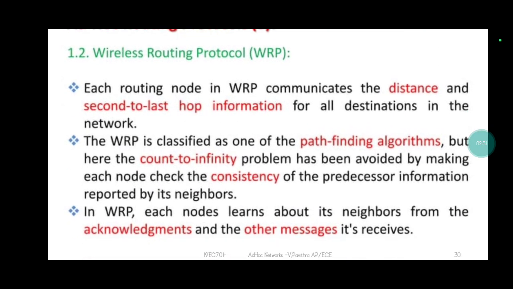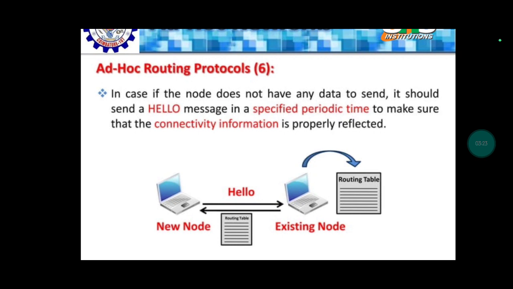Each routing node in the WRP communicates the distance and the second to last hop information for all destinations in the network. The WRP is classified as one of the path finding algorithms, but here the count to infinity problem is avoided by making each node check the consistency of the predecessor information reported by the neighbor. In WRP, each node learns about its neighbors from the acknowledgements and other messages it receives. And the next one is the ad hoc routing protocol.